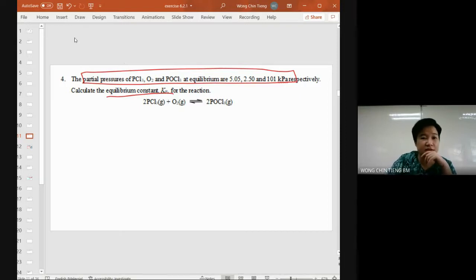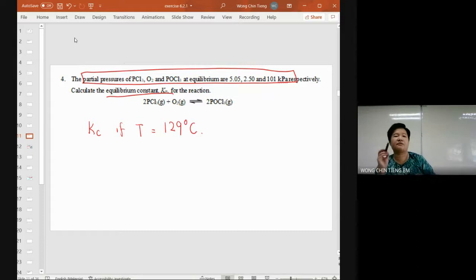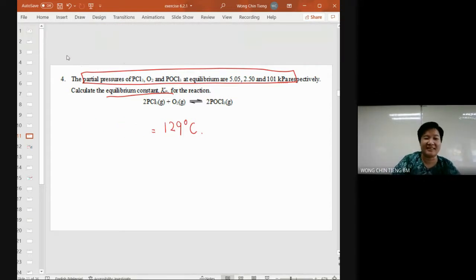In this question, I want Kc if the temperature is 129 degree Celsius. Tak boleh set. Tak boleh, sebab dia bagi dalam kilopascal. Sorry, tak boleh. Tukar soalan lain. Nanti kita kira.